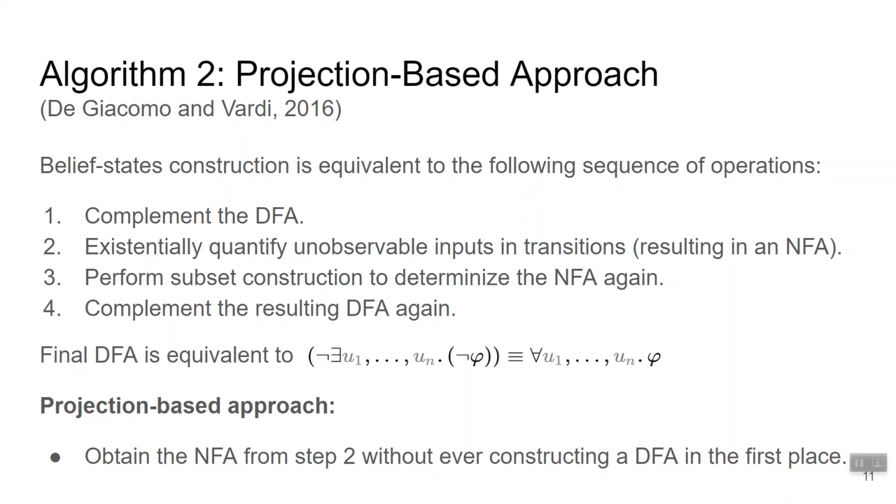Furthermore, it's not hard to see that the resulting DFA is equivalent to the original LTLf formula phi with the unobservable variables universally quantified, which means that the DFA accepts a trace if and only if that trace satisfies the formula for every assignment of the unobservable inputs. The insight behind the projection-based approach is that rather than constructing a DFA only to turn it back into an NFA on step 2, we can instead directly obtain the NFA without ever going through a DFA in the first place.